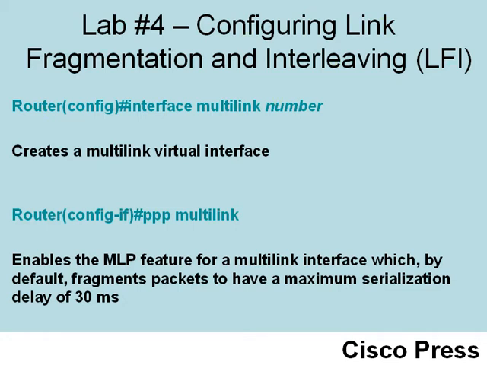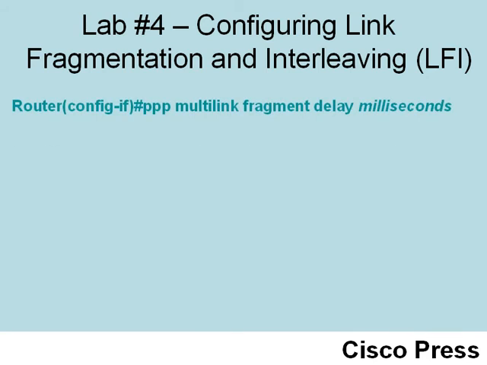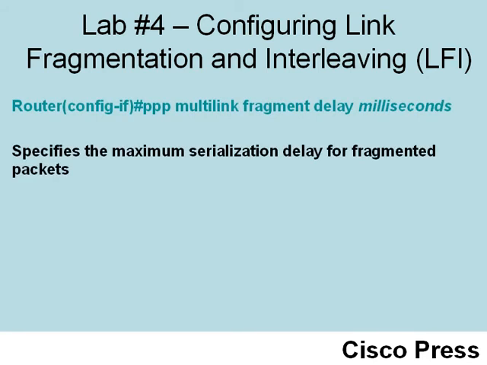The challenge, however, is the default serialization delay that it gives us is 30 milliseconds. Cisco's guideline is that we should be around 10 to 15 milliseconds. 30 is going to be too much, so we will want to adjust that. And the way we can adjust that is by using the ppp multilink fragment delay command, followed by a number. And this number is the number of milliseconds of our serialization delay. Typically, we would say ppp multilink fragment delay 10 to give ourselves a 10 millisecond serialization delay.